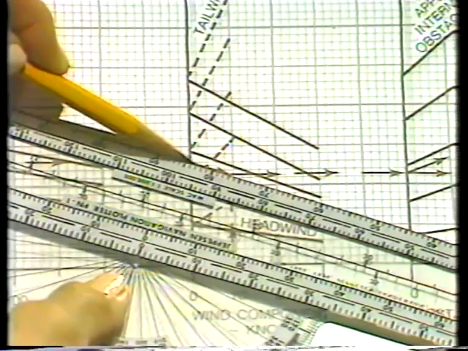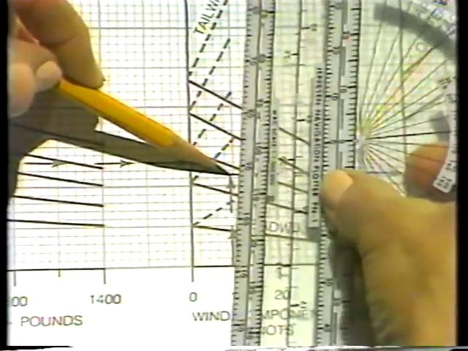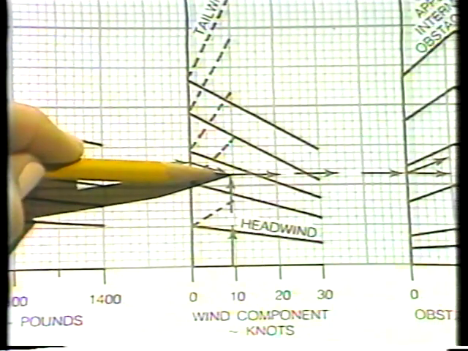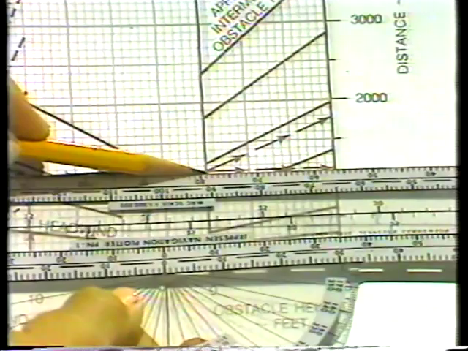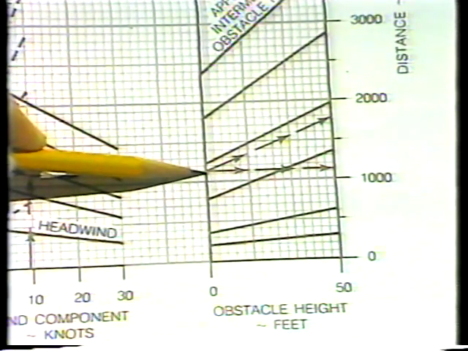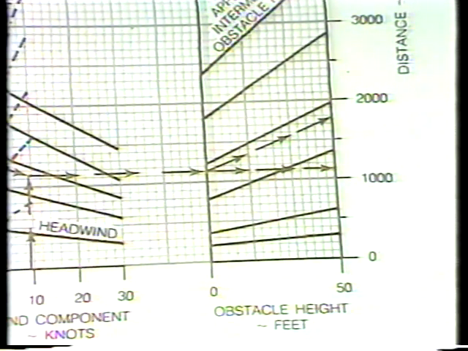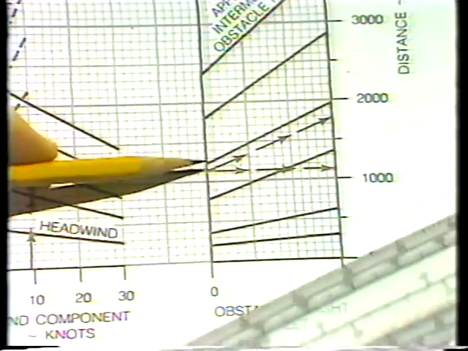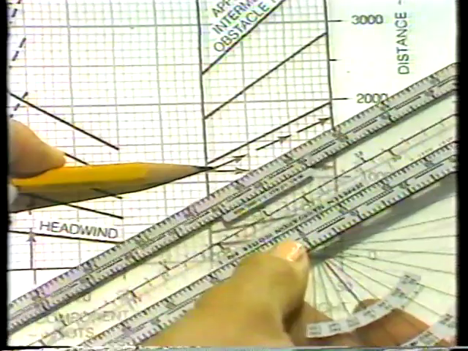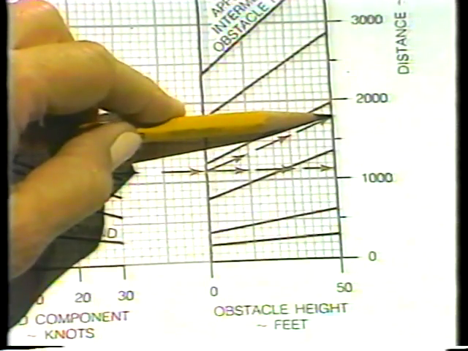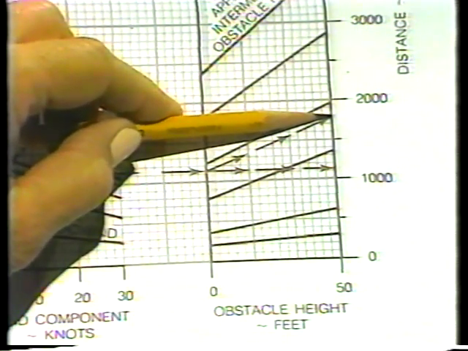Parallel the closest dark diagonal headwind line to a point where it intersects a vertical line drawn from 9.5 knots. Then move horizontally to the height reference line. If no obstacles, continue horizontally to read the ground run of 1,060 feet. If there are obstacles, parallel the obstacle height diagonal reference lines to the obstacle reference line and read the distance to clear a 50-foot obstacle of 1,750 feet.